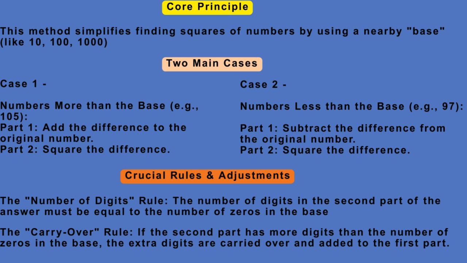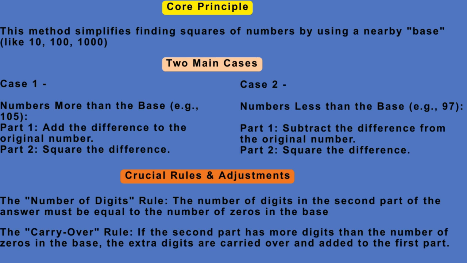Two main cases. Case 1, numbers more than the base, like 105. Part 1, add the difference to the original number. Part 2, square the difference. Case 2, numbers less than the base, like 97. Part 1, subtract the difference from the original number. Part 2, square the difference.